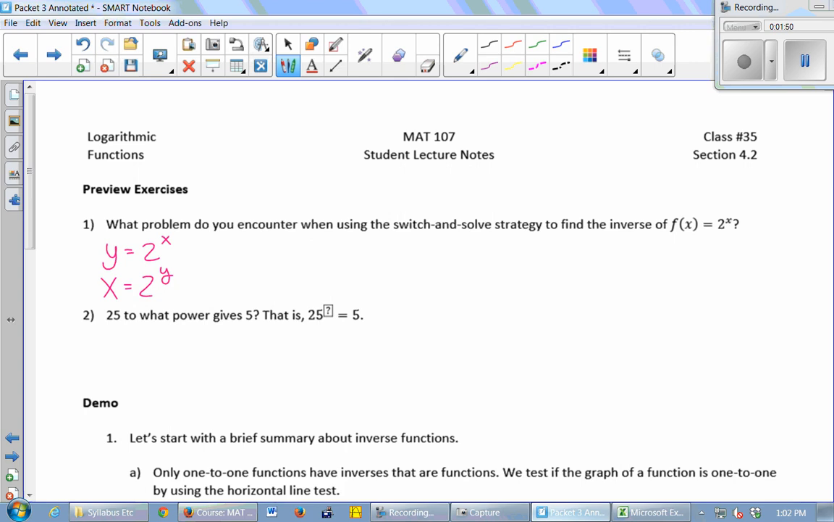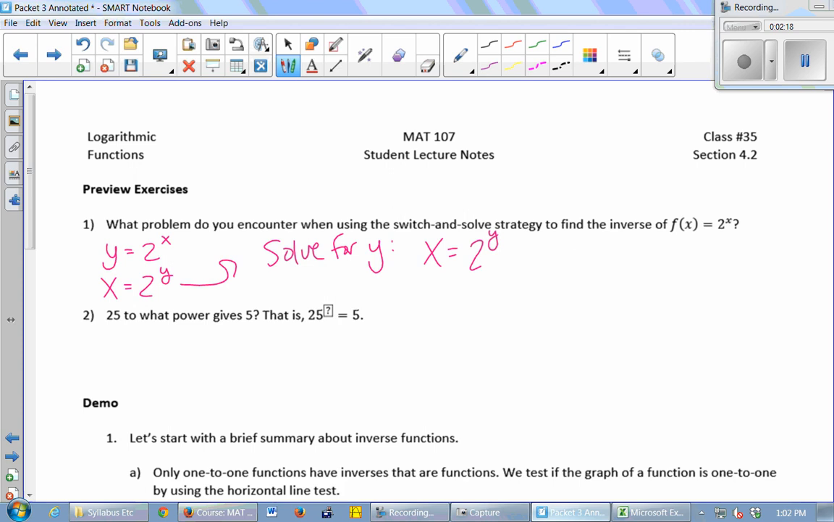All right, so I have x equals 2 to the y, and I need to now solve for y. How do you get that y by itself? Math. Good answer. That's for negative exponents, yeah. Yeah, we actually don't have a tool to do this, right?